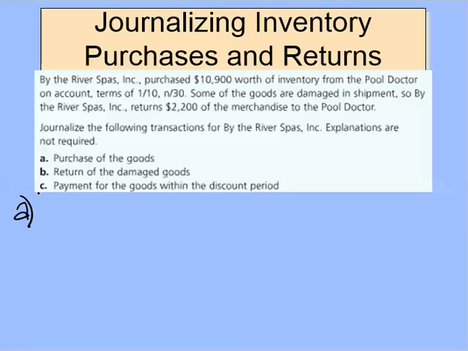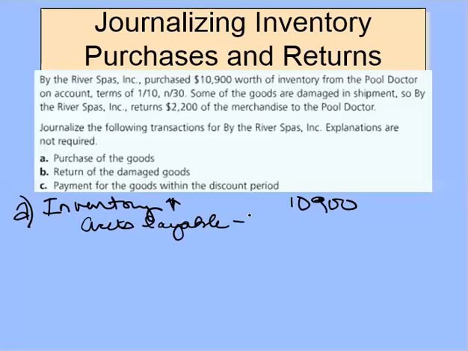Okay, so we're going to buy merchandise. We know that means we're going to have to debit inventory for the cost of that merchandise. In that case, it's $10,900. That has the effect of increasing my inventory. And instead of paying cash for that, we're buying it on account. We're going to have to pay for it in the future. So we will credit accounts payable to the Pool Doctor. That will go directly to their account with us, $10,900. And that will also increase that liability by $10,900.